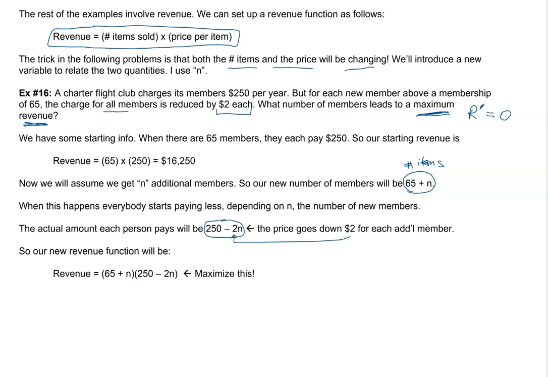And if you can't really see it, there's actually a 1 in front of the n in the number of items, 65 plus 1 additional member at a time. We're not going up by 5 members at a time or 10 members. We're going up by 1 member at a time, and then the price goes down $2 at a time. So now our new revenue function will be the number of items times the price per item. And that's what we want to maximize.